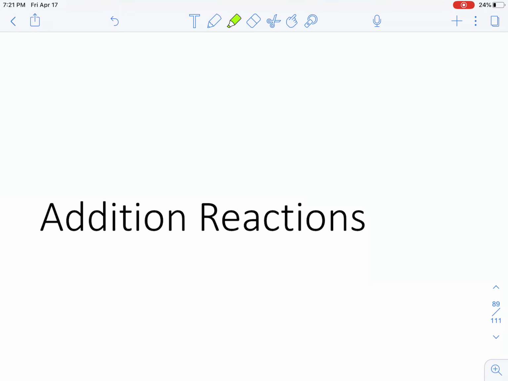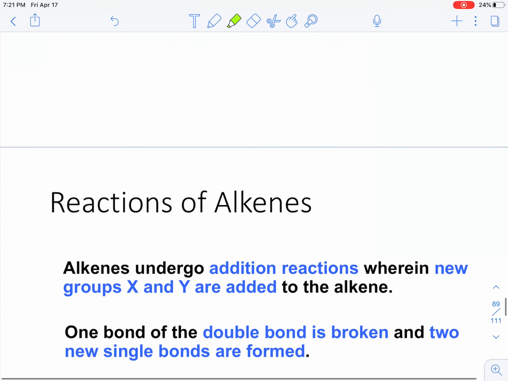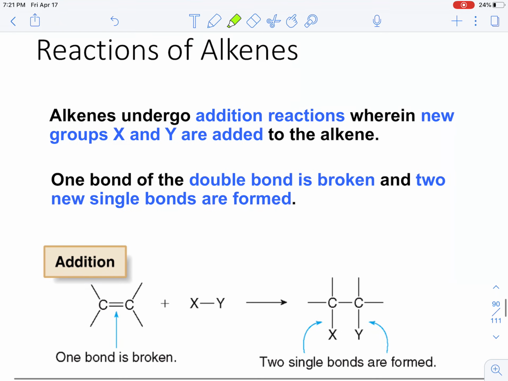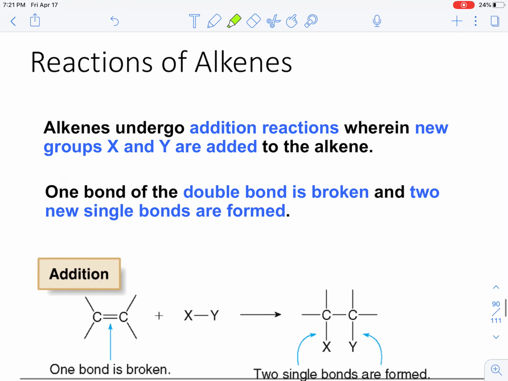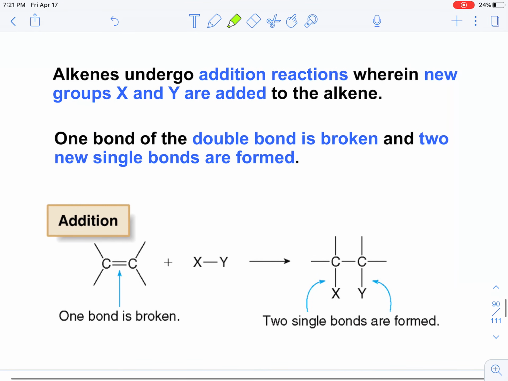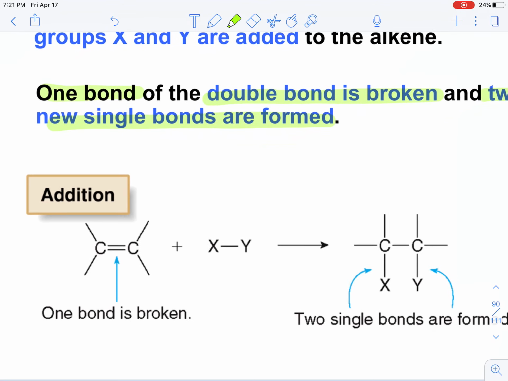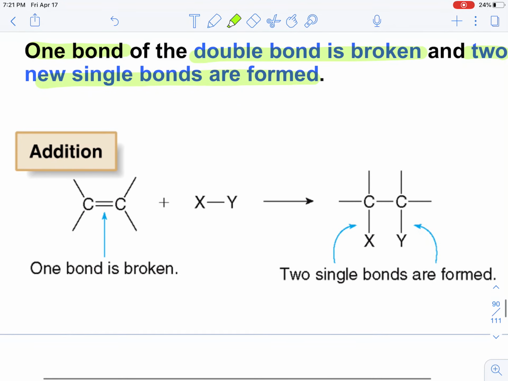We're going to take a look at this through alkenes, so reactions of alkenes. The main idea for an addition reaction with an alkene is that one bond of the double bond, so one of the bonds that creates that double bond, is broken to form two new single bonds, producing a new product.